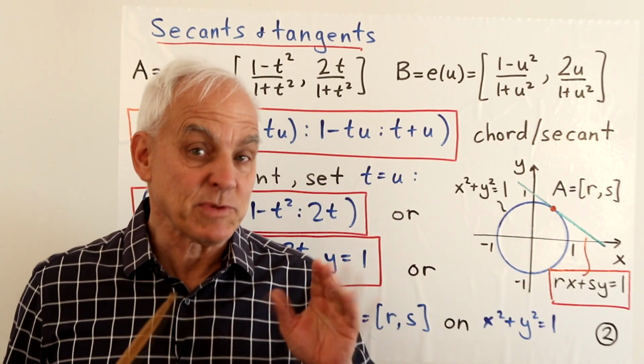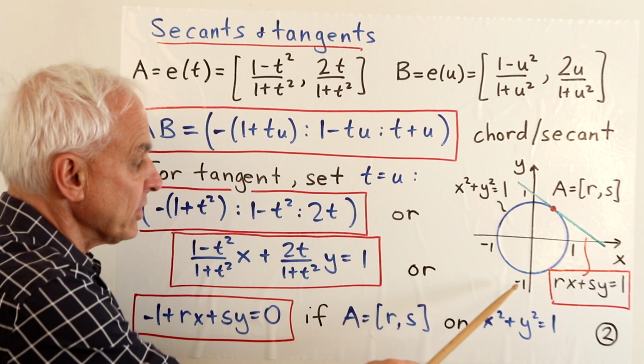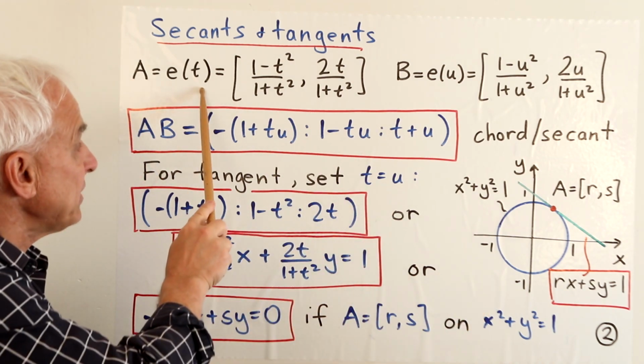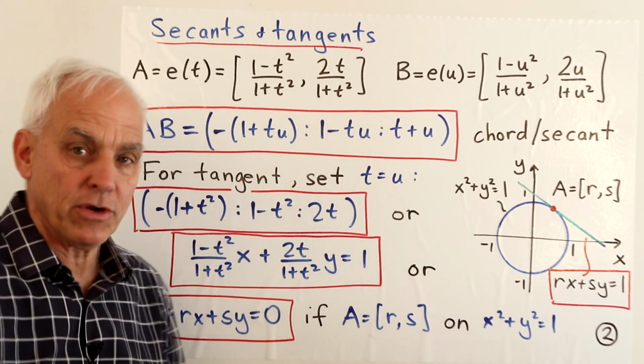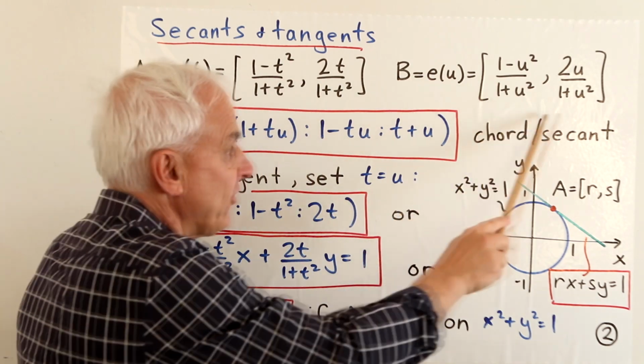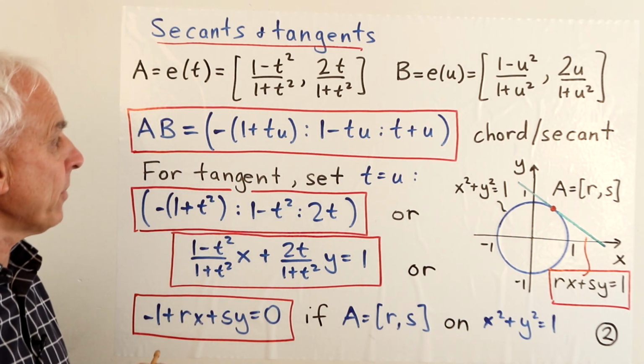All right, so to get specific, let's have a look at what actually happens on the unit circle. We're going to take 2 points, A and B. A is E of t, so it has that familiar rational parametrized form, and B is E of u, so a similar form with parameter u. So these are 2 points on the unit circle.